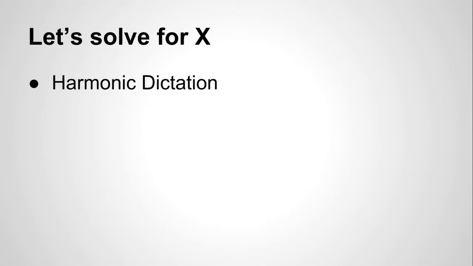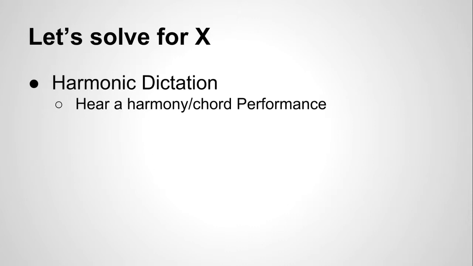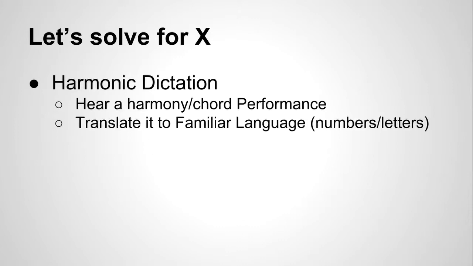One of the ways in which we're going to solve for these dilemmas is we are going to use harmonic dictation. That's when you hear a harmony or a chord performance, usually 4 to 8 chords, and more obviously in context when you hear a song. But for this class, we'll do only 4 to 8. And then you translate it to familiar language first. So you're hearing a performance, one level of communication. You're turning it into another level of communication. That's a 1, that's a 4, that's a 5. And then you turn it into musical notation.